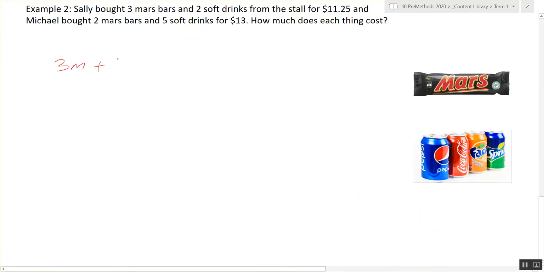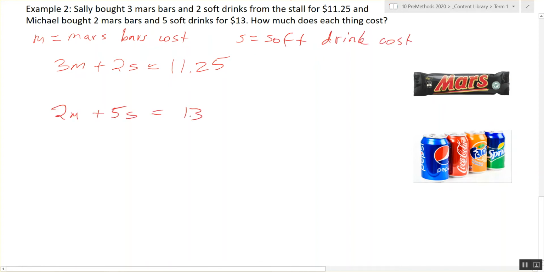So 3m plus, what did you use for soft drink? 2s. Did everyone do that, or did someone use different letters? X and Y, yeah, that's fine. It's good to say m. If you didn't do this, can you write this down? M equals Mars bar cost. S, and if you used x, just write x equals Mars bar cost. 13. Okay, so we've got the two equations.